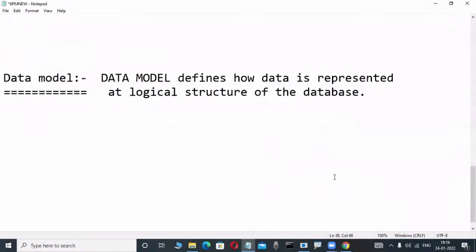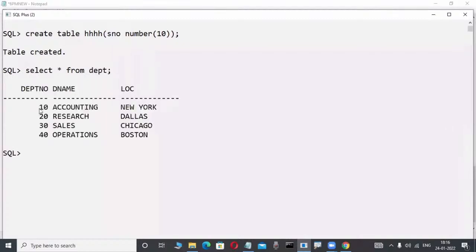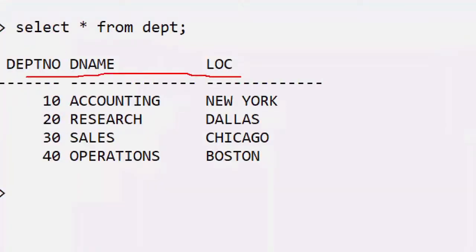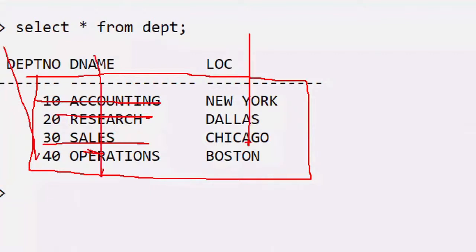Very good. Now in this database, how data is represented is specified in the format of records. These collection of records are in matrix format. Whenever there is a logical structure, data is represented at the logical structure in a matrix format, rows and columns. That's why this is a data model: how data is represented at a logical structure.